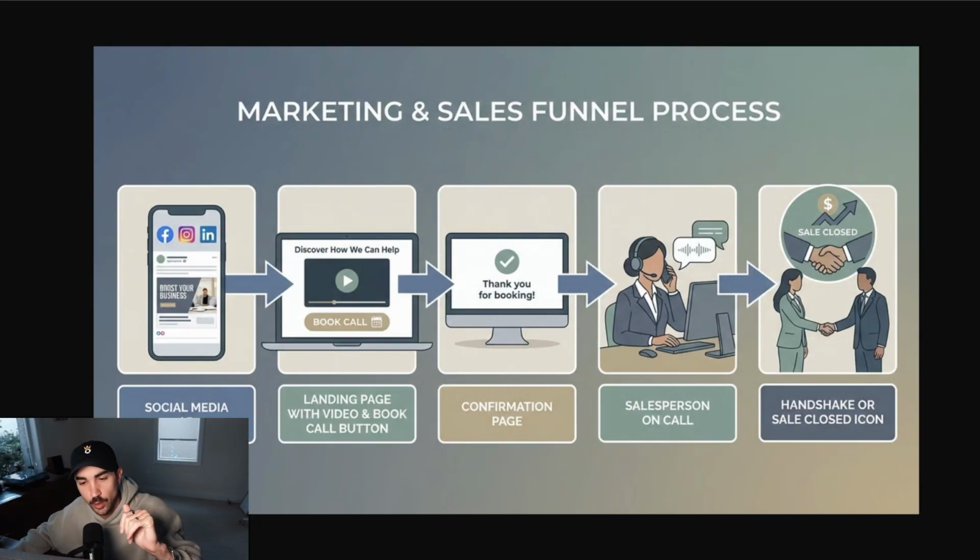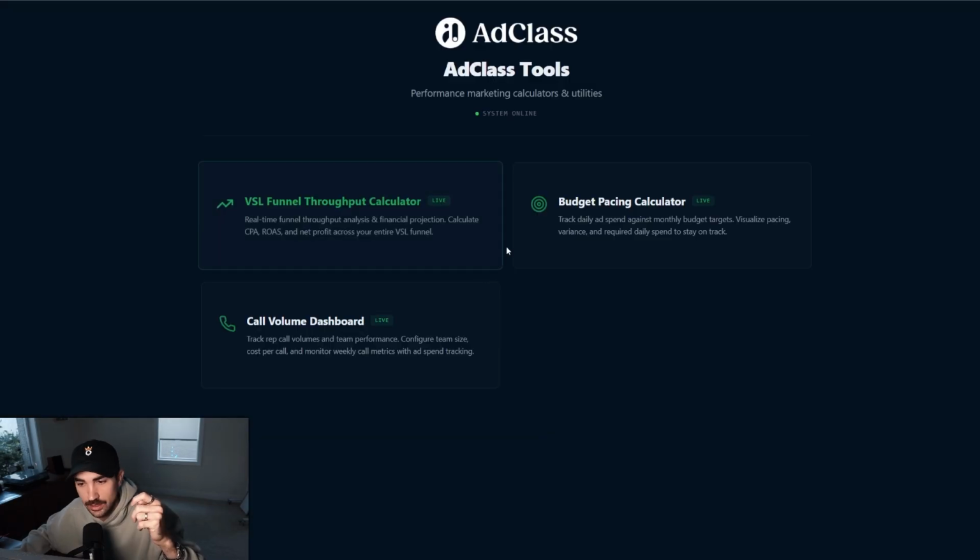But for the people who are qualified, they go to a thank you page, they confirm their booking, and then ideally, whenever their call takes place, they hop on a call with a salesperson and the salesperson closes the deal, right? In theory, this seems very simple, but what I notice a lot of times when people are running ads to these funnels is that there are several pieces of the puzzle that can get overlooked. And so I actually created a tool for this.